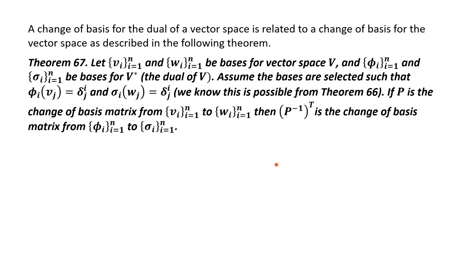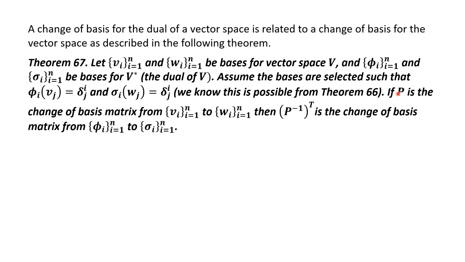The following theorem relates change of basis for a vector space V to the change of basis for a vector space V star, in other words, the dual of V. So we have V sub i and W sub i. These are bases for vector space V, and then phi sub i's and sigma sub i's are bases for the dual of V. Assume the bases are selected such that phi sub i of V sub j is the Kronecker delta ij, and sigma sub i of W sub j is the Kronecker delta ij. We know that's possible from theorem 66.